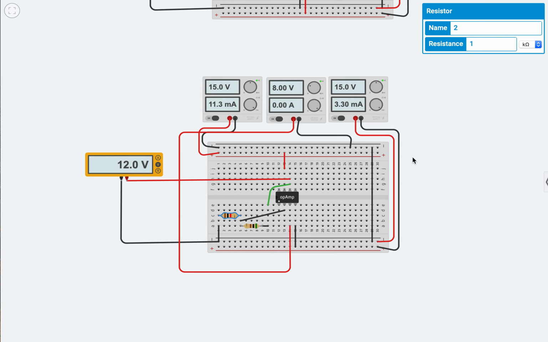And once again, we're powering it by two 15s, a positive and a negative 15 into the op amp. We have the resistors, one set to ground, the other one connected to the output, and just the main powering one.